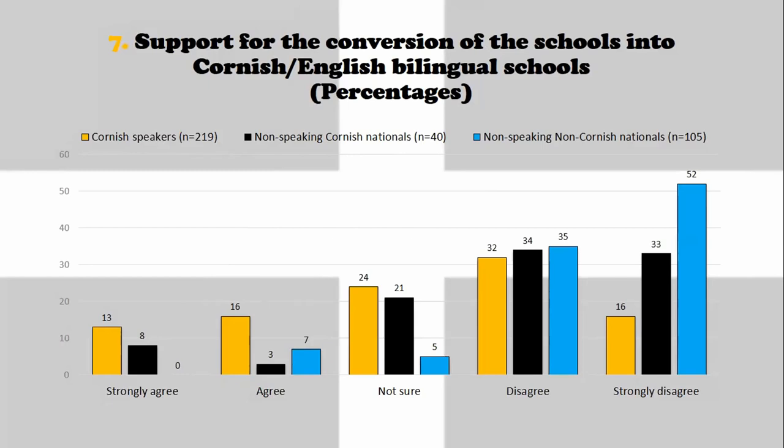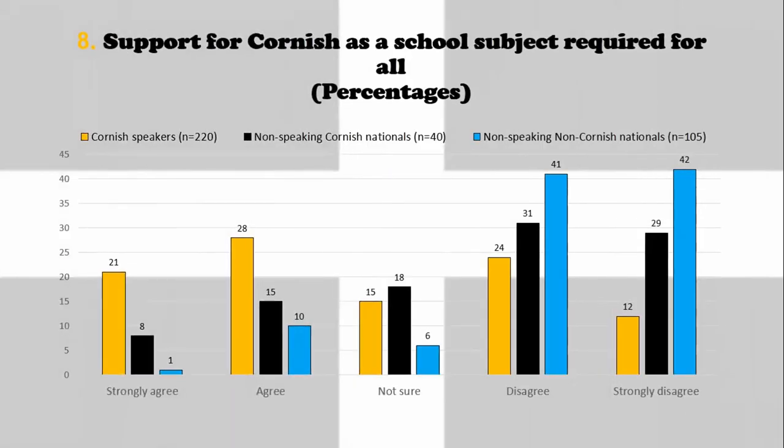Despite that, as we had seen in the previous one, they believe that there is not enough offer to learn Cornish. So if this is not good, what can we do? What about offering Cornish as a core school subject? I mean, Cornish for all. You see, support of Cornish as a school subject, just like children learn French or any other languages.